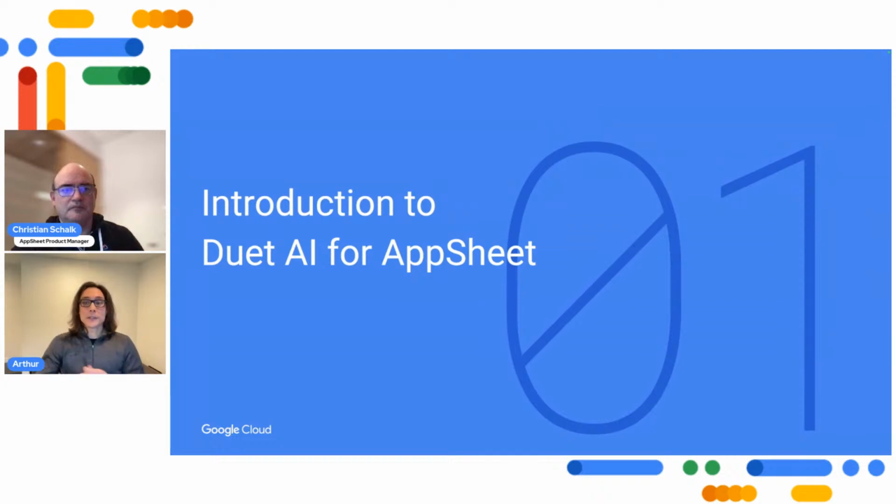Another example is Duet AI is available in AppSheet, right? But it's not, for example, the same as Duet AI for Workspace. So if you're a Workspace customer and you use Duet AI to help you write or generate images, this is going to be different and tailored to AppSheet.